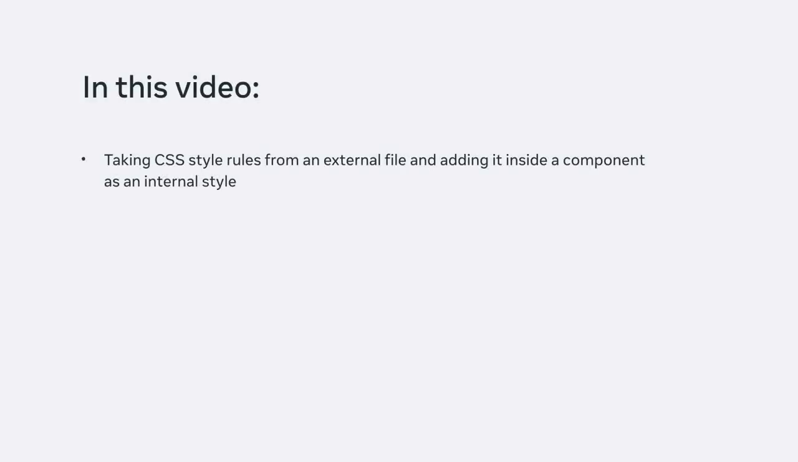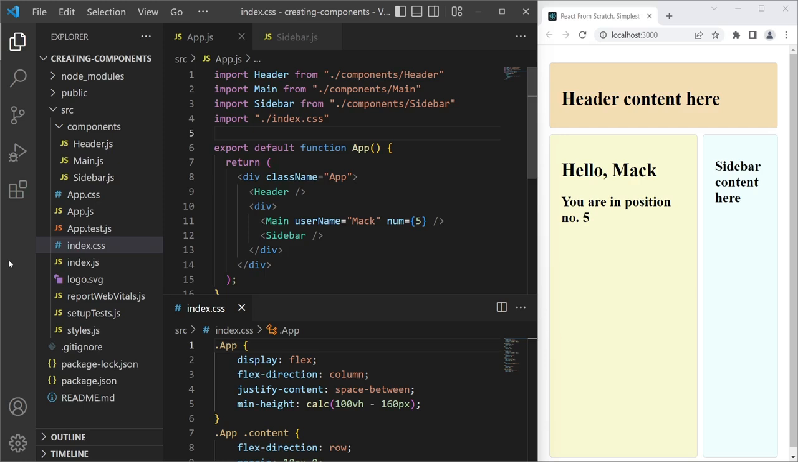In this video, you'll learn how to take CSS style rules from an external file named index.css and add it inside a component as an internal style. These style rules can then be referenced by your code inside the return statement of the component. Notice that the components are styled by the external style sheet index.css. For this video, I'll continue working on an app which consists of the components header, main, and sidebar.